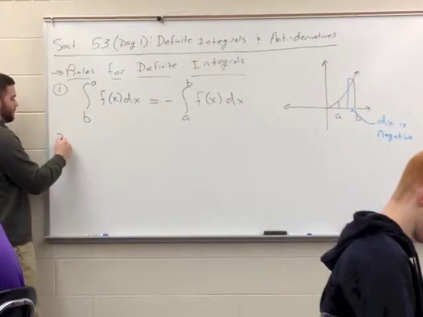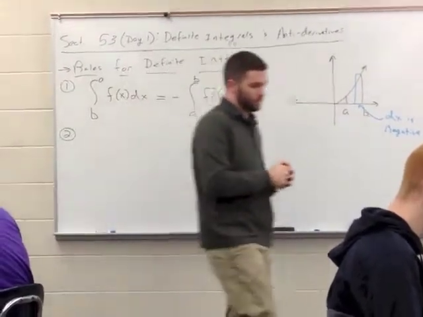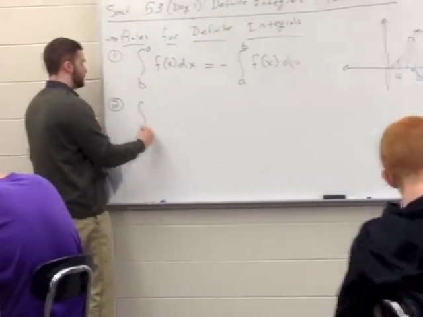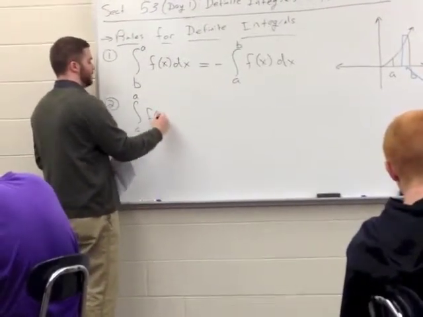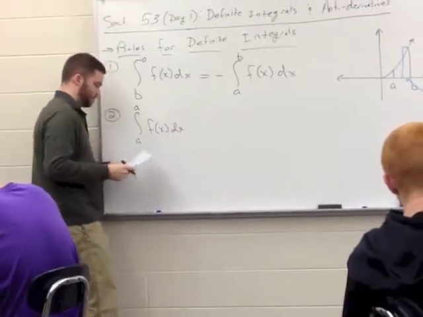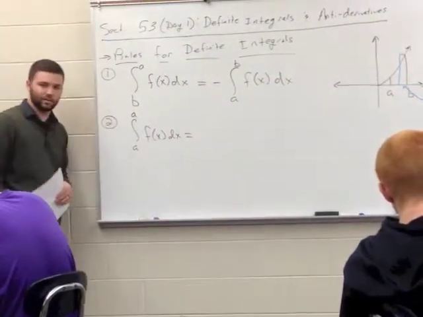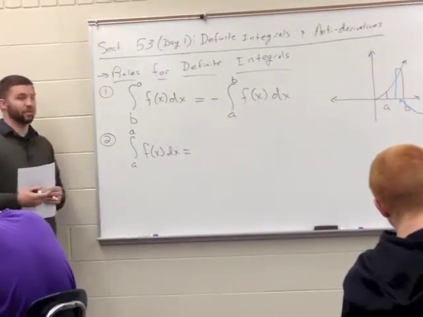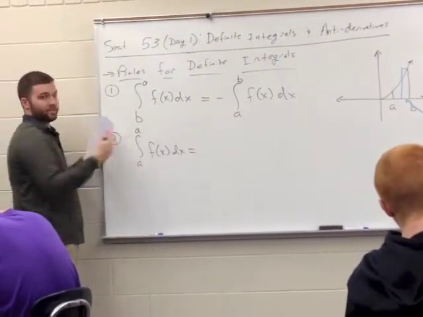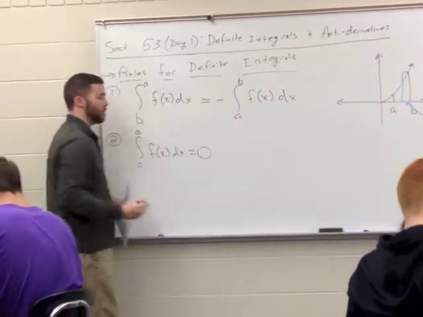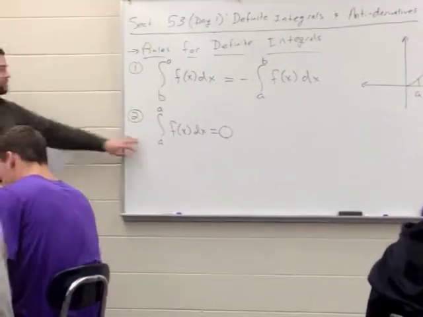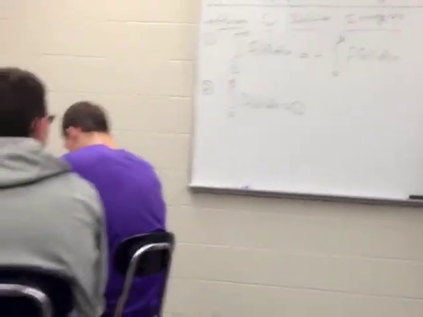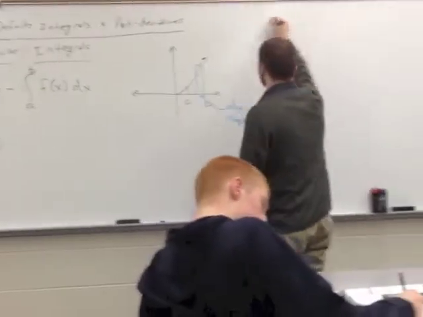Number 2. The integral from a to a of f of x dx equals what? Take a guess. If I'm going from a to a, in other words, I've got no... 0. Yeah, it's 0, right? I've got really no area that I'm integrating with. As long as my limits are the same, then that area is 0. Questions on 1 or 2?